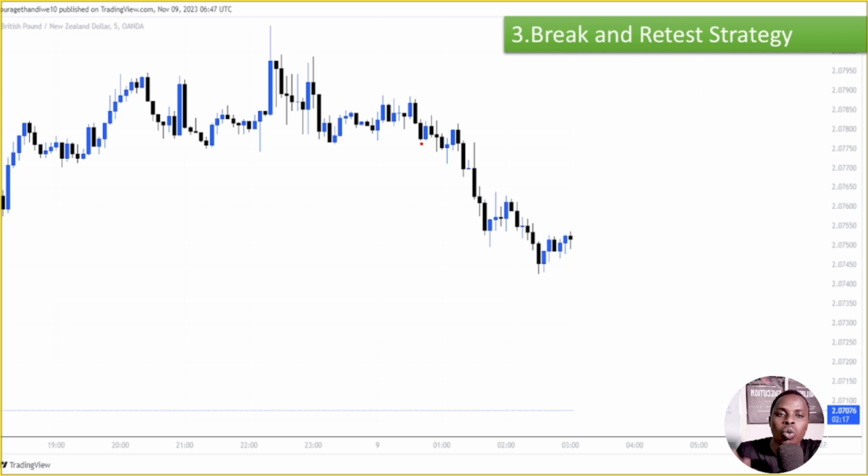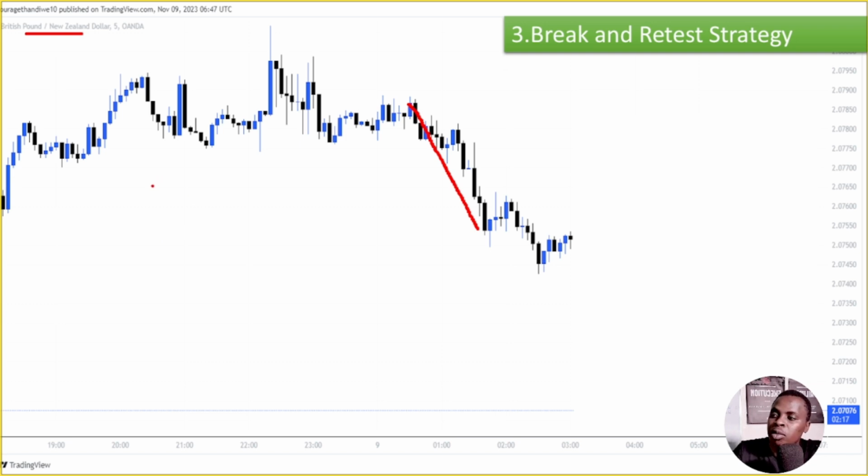So let me show you what this zone is. Here we have Great Britain pound versus New Zealand dollar. You can see that this market is moving to the downside like this. For you to trade this strategy successfully, the most important thing is to be able to identify an impulsive move and a pullback, right?